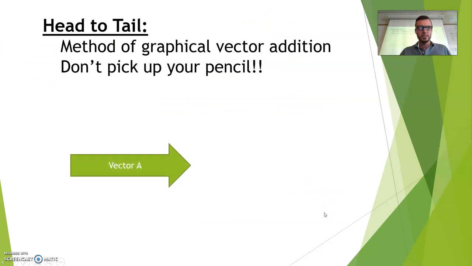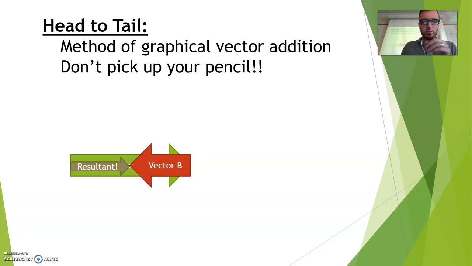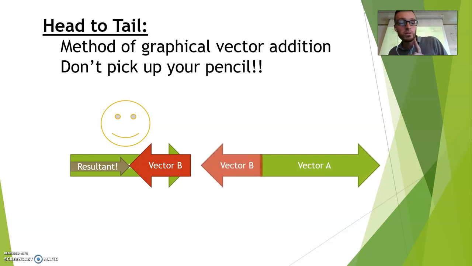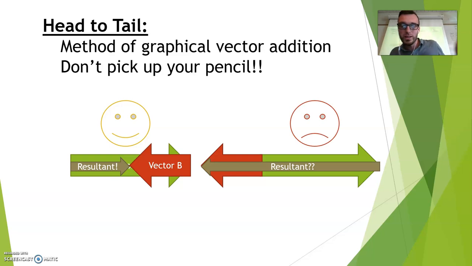So the head-to-tail method, again, just a quick review. Don't pick up your pencil. So if I draw vector A and then I don't pick up my pencil, I go back vector B, there's your result. Okay, that's good. If I draw vector A, some people want to draw vector B all the way back at the beginning. Okay, that's no bueno. You don't want to do that. It's not how it's done.